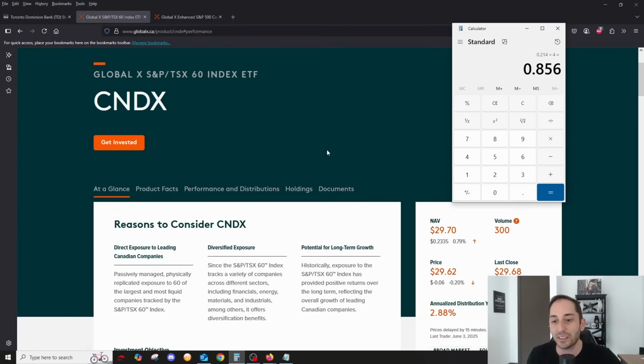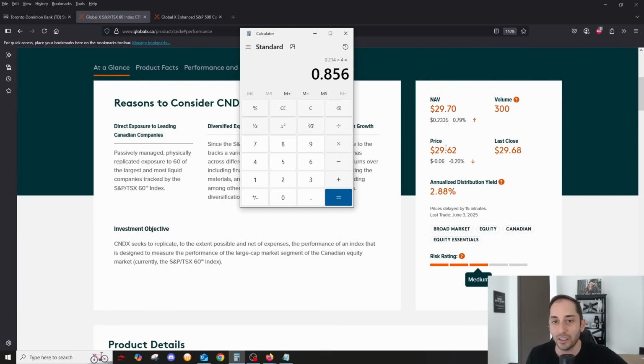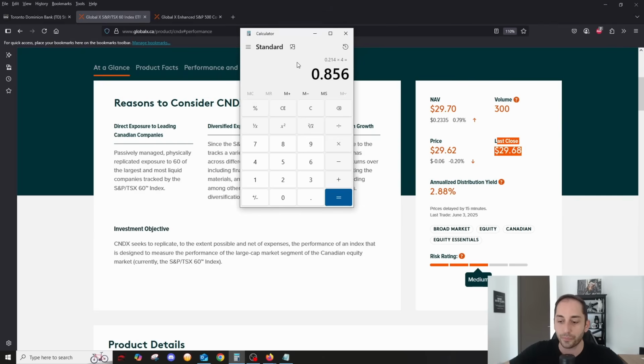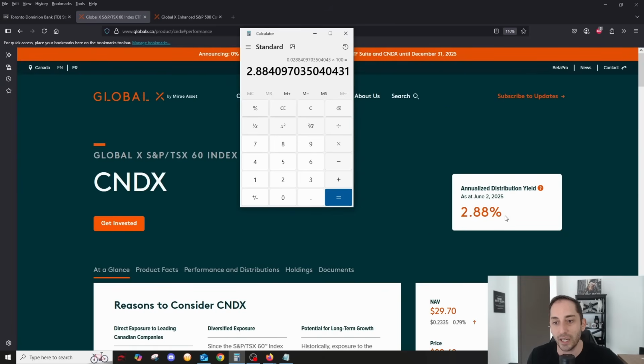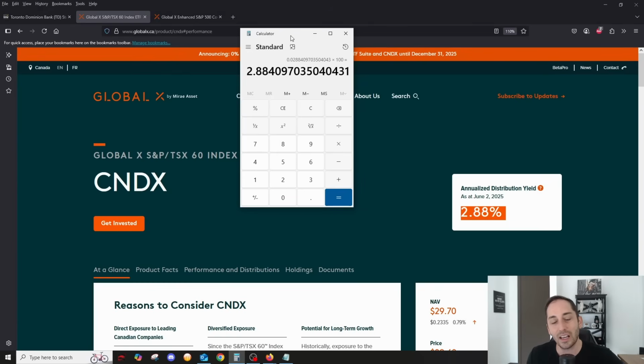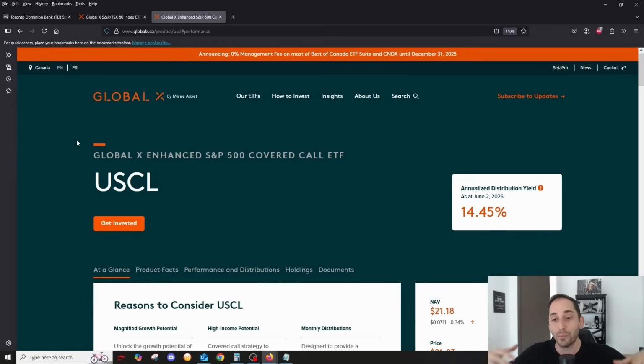So if we divide that by yesterday's closing price, which is $29.68, we just divide that by $29.68 times 100, and you'll get 2.88. That's how they have the 2.88 here, right? So that is another example, and we'll just do a final example where there is a monthly distribution.